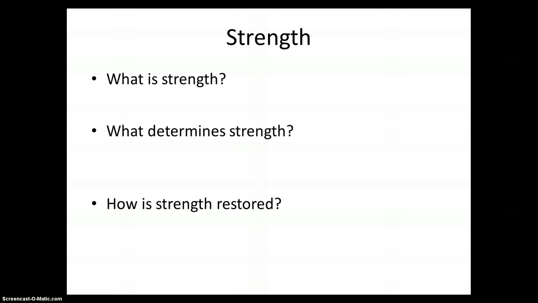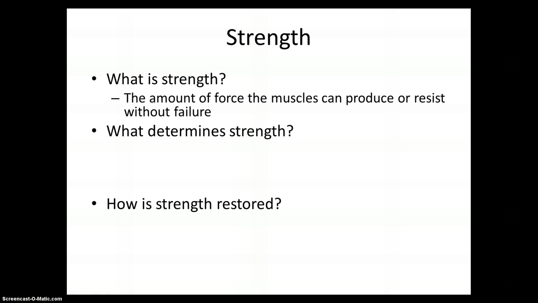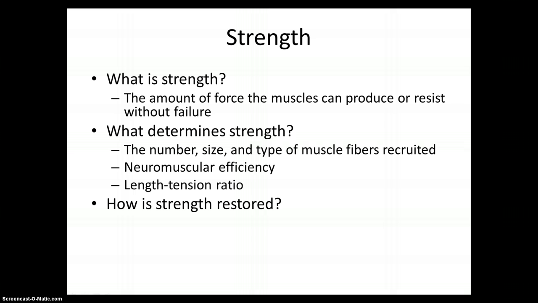Strength. What is it? What determines it? And how can it be restored? Strength is the amount of force the muscles can produce or resist without failure. Effectively, think of it like the weight that works against the body that you must overcome. What determines it? It's the number, the size, and the type of muscle fibers recruited. So each person, again, is made up just a little bit differently, and each muscle that we use has a little bit different configuration. So depending upon that type of muscle and the individual and what muscles comprise their body will ultimately determine strength.